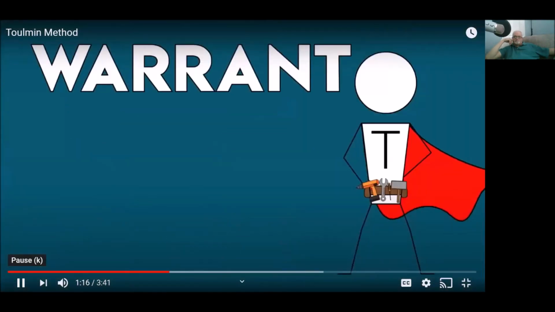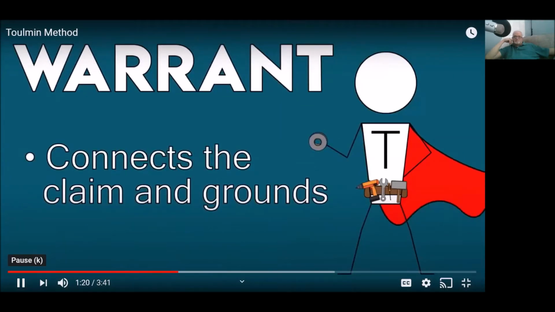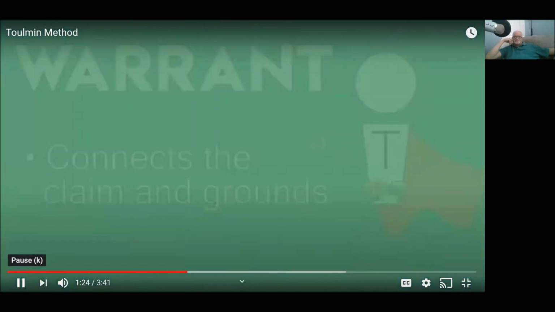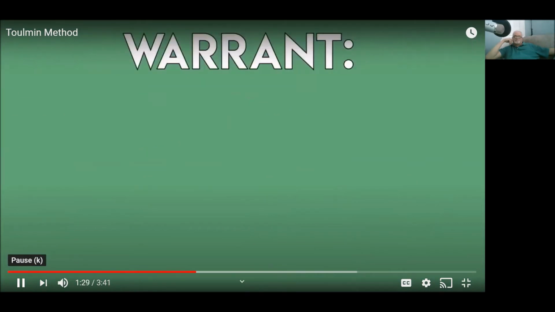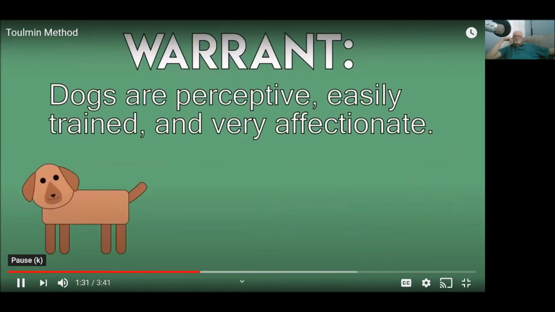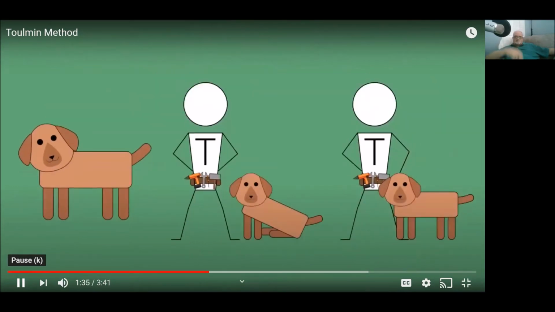This is where the warrant comes in. This tool serves as the connective tissue between the claim and the grounds, whether stated directly or simply implied. For example, to link back to the claim of dogs as the greatest pets, we can add, dogs are perceptive, easily trained, and one of the most affectionate animals towards humans.